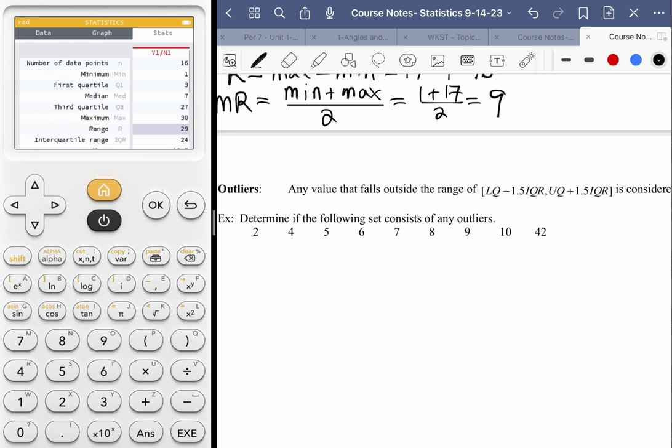I'll show you the by hand way first, and then I'll show you the calculator way, and I'll let you decide which you like better, right? Any value that falls outside the range of LQ, the lower quartile, minus 1.5 times the IQR, which is the interquartile range, comma, UQ, upper quartile, plus 1.5 times the IQR, right? I'm going to write all this down in a minute.